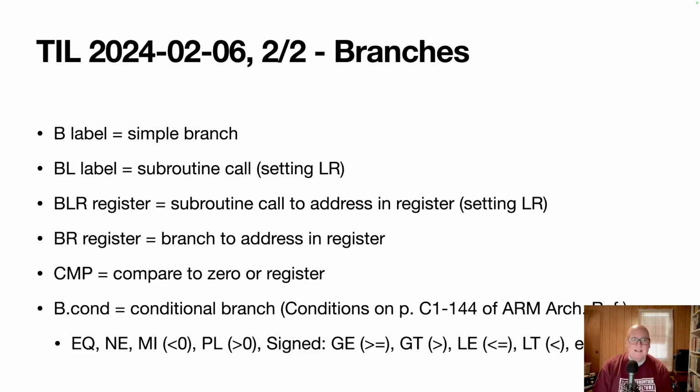So there's B label, which is just a plain old goto. BL label is the subroutine call. It sets the LR link register. And then there's also BLR, the one I didn't think to use yesterday, which is like BL but lets you call the address from a register. I think that's the one we need, where we had BR register in there, which only branches and doesn't push. So it doesn't set the link register.